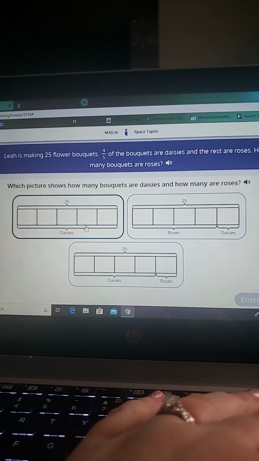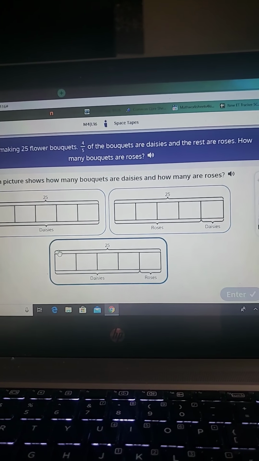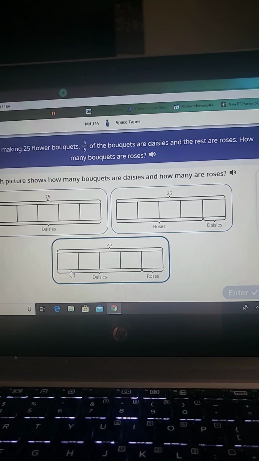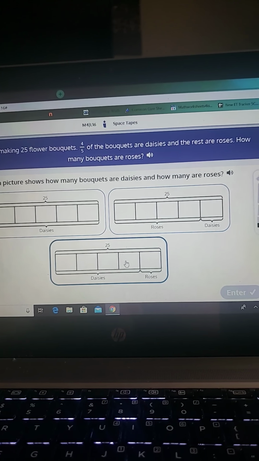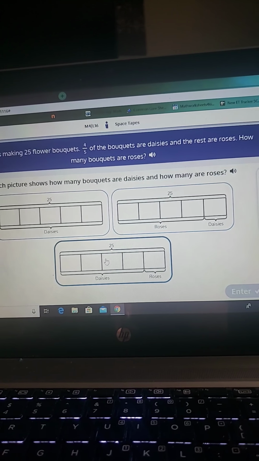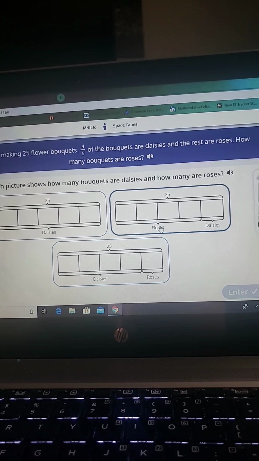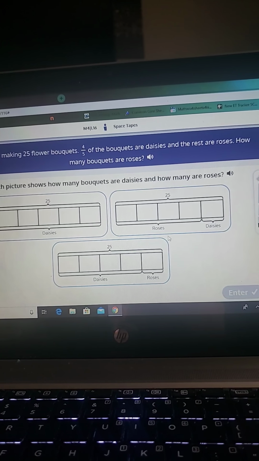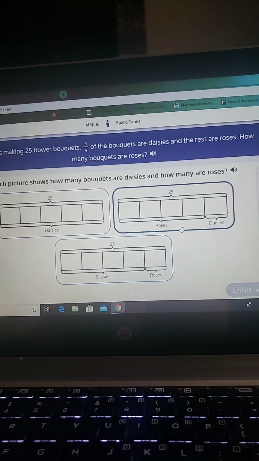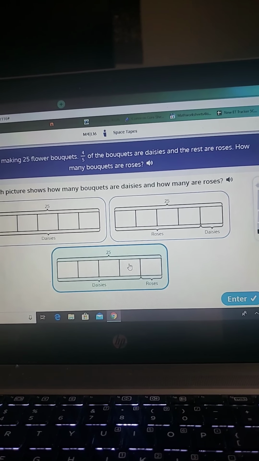And then it says 4/5 are daisies. So which one has daisies under 4 boxes? So 1, 2, 3, 4. 4 of those are daisies. So it's going to be this one. Be careful that it's not this one. They're going to be tricky. They say roses instead of daisies. They're making you read your boxes. So please be careful that you're reading your boxes, whatever your fractions are.